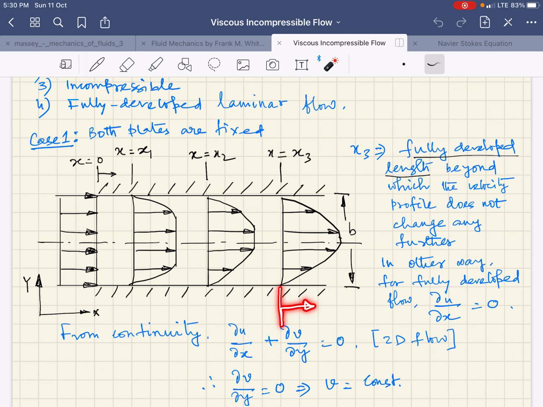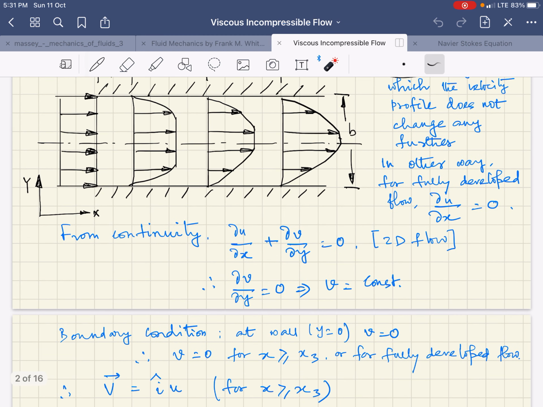That is, our x equals 0 is actually x equals x3. So from here onwards, in the direction of flow, the velocity profile is not changing in the x direction. Or another way, in fully developed flow, we can say that del u del x, that is the gradient in the x direction, is equal to 0. Okay, so that is a very important consideration, and the significance of fully developed flow. The moment you state the flow to be fully developed, it indicates mathematically this del u del x equals 0.